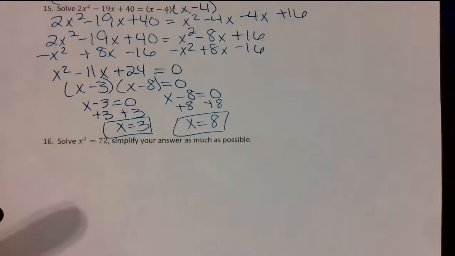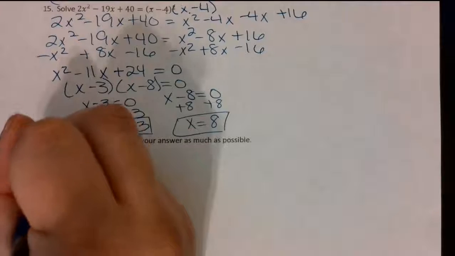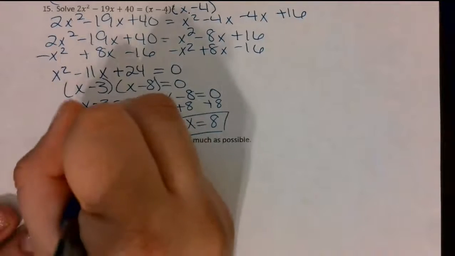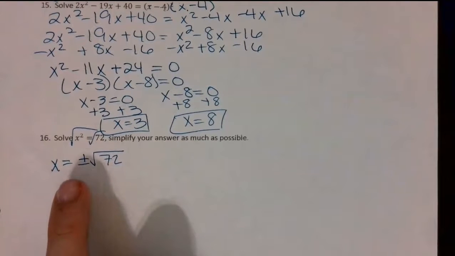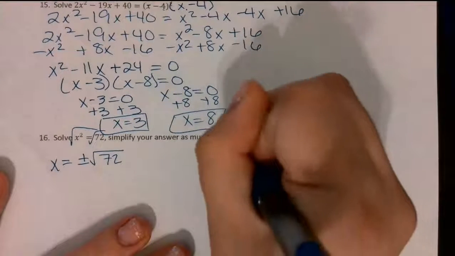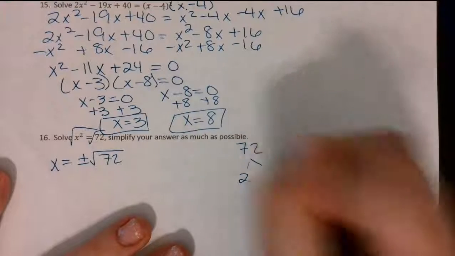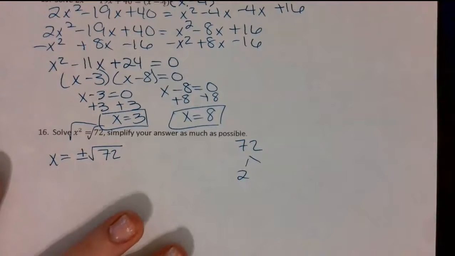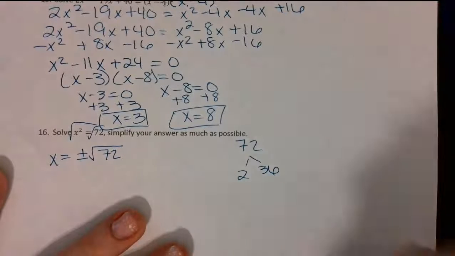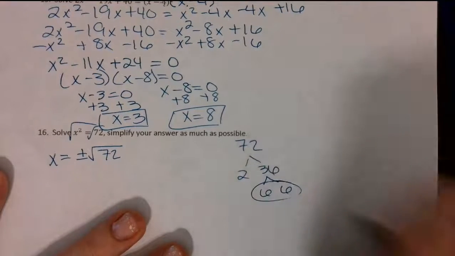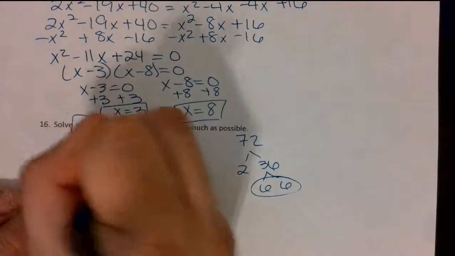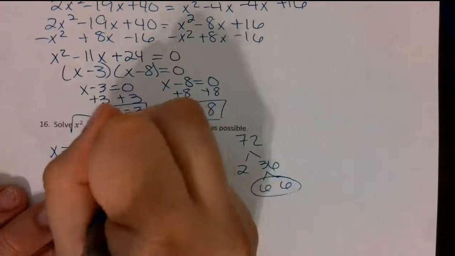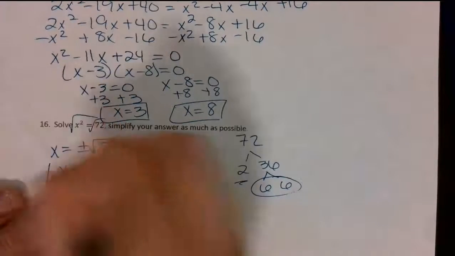Okay. Number 16 is going to be solving by the square root method. I'm going to start off by taking the square root of both sides. I get x equals plus or minus the square root of 72. Remember, when I draw the square root symbol and it wasn't already given to me, I have to write plus and minus. Then I'm going to do my factor tree for 72. It's even, so I can use 2. Then 72 divided by 2 is 36. 36 gives me 6 and 6. So then I can rewrite this as x equals plus or minus 6, because that's the number I circled, square root of 2, because that's the leftover.